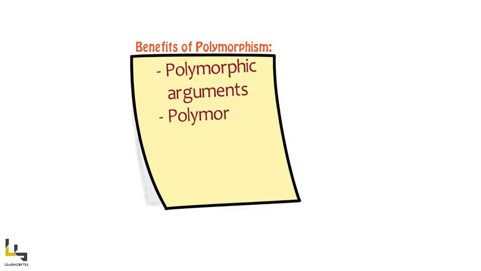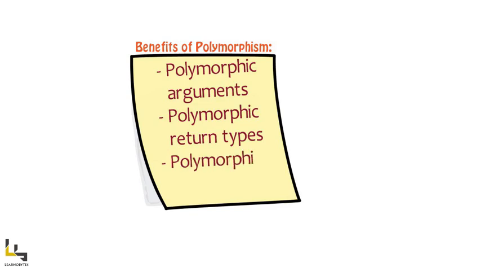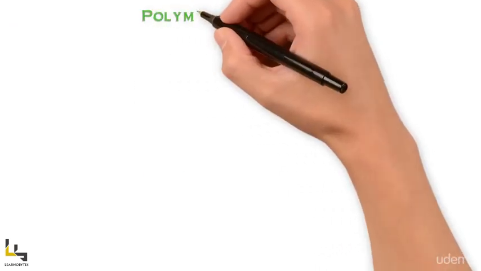Similarly, a method can have polymorphic return types. Also, we can make polymorphic arrays. Let's see an example of polymorphic arrays. Declare an array of type game. This can hold objects of type game. Let's put some objects in the array.